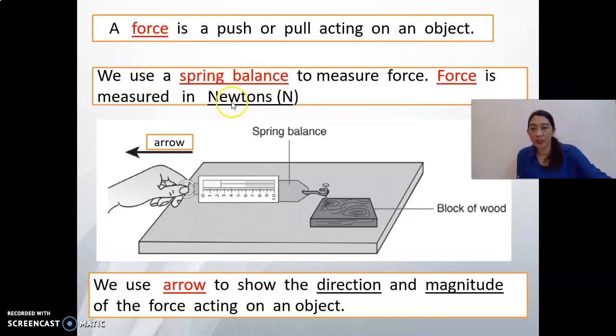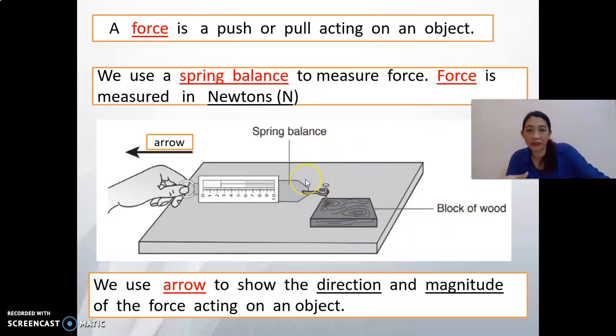So we use the spring balance. This is the spring balance, and this is the spring balance arrow. We use the spring balance to measure force. Force is measured in newtons.